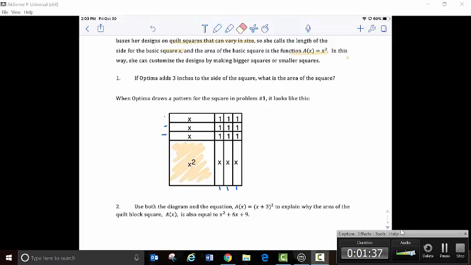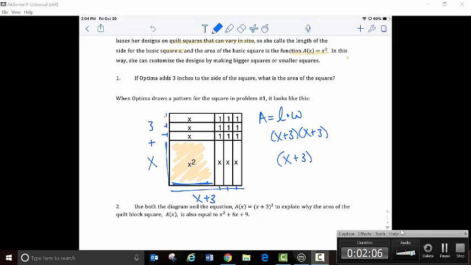If you wanted to say what is the area, well, the new length is X, because this is a length of X still, plus 3. And the new width is X plus 1, 2, 3. And since area is length times width, X plus 3, that's a length, times X plus 3 would give you X plus 3 squared. So that is the area of the new square.